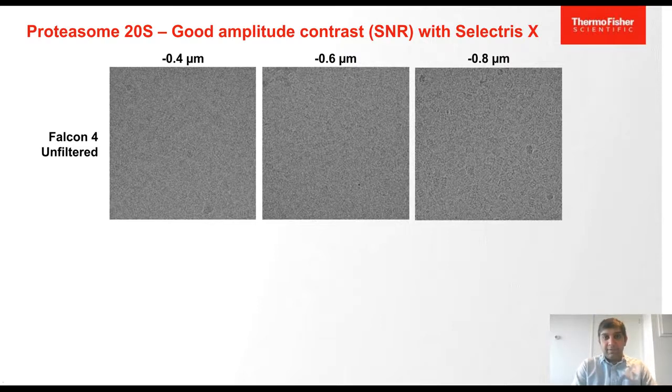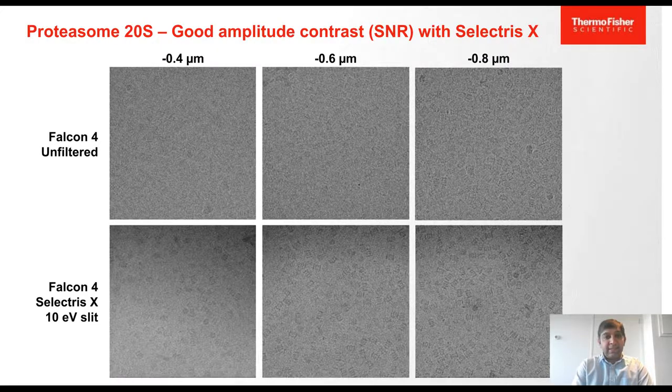On unfiltered images with Falcon 4, so kind of simulating a bottom-mounted system, we can see particles when we go further away from focus. Here, at about 0.8 micron defocus, we can start to see that yes, particles are present. But when we are closer to focus at 0.4 micron, particles are hardly visible. As soon as we do the filtering with the 10 eV slit, in this case, the contrast improves miraculously. As you can see, very close to focus as well, all of these particles are visible.